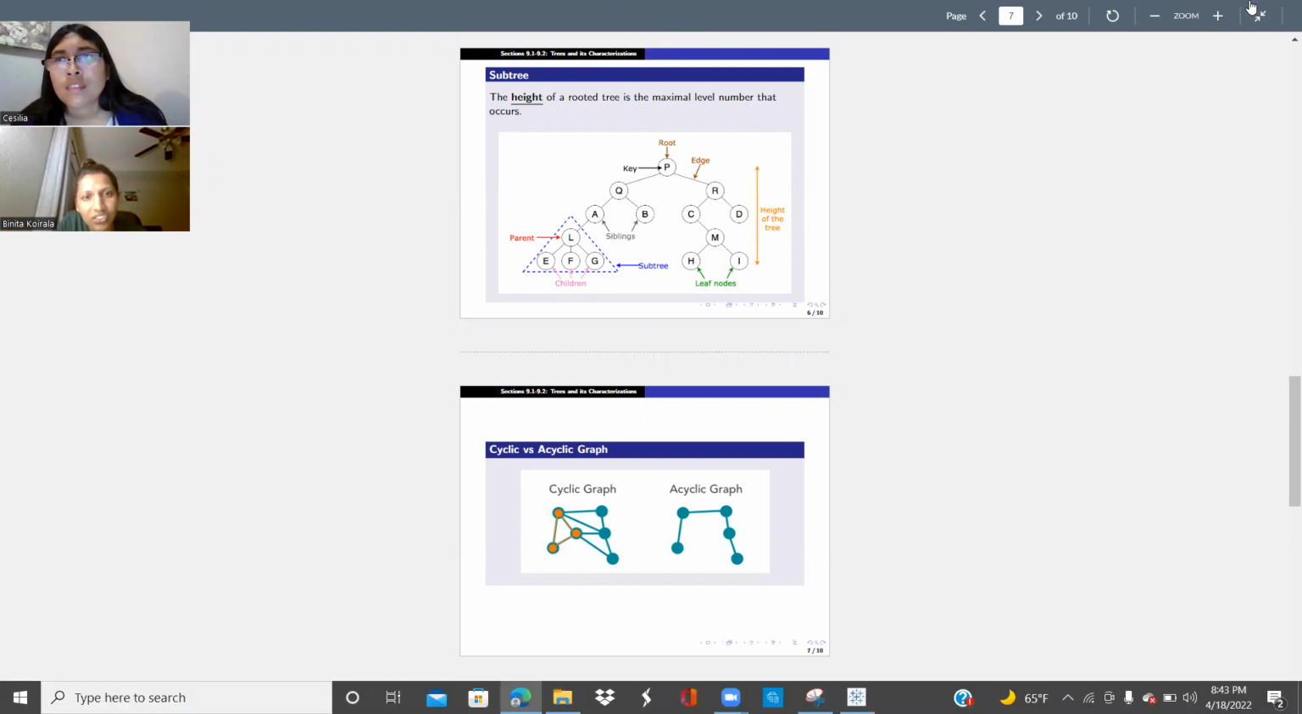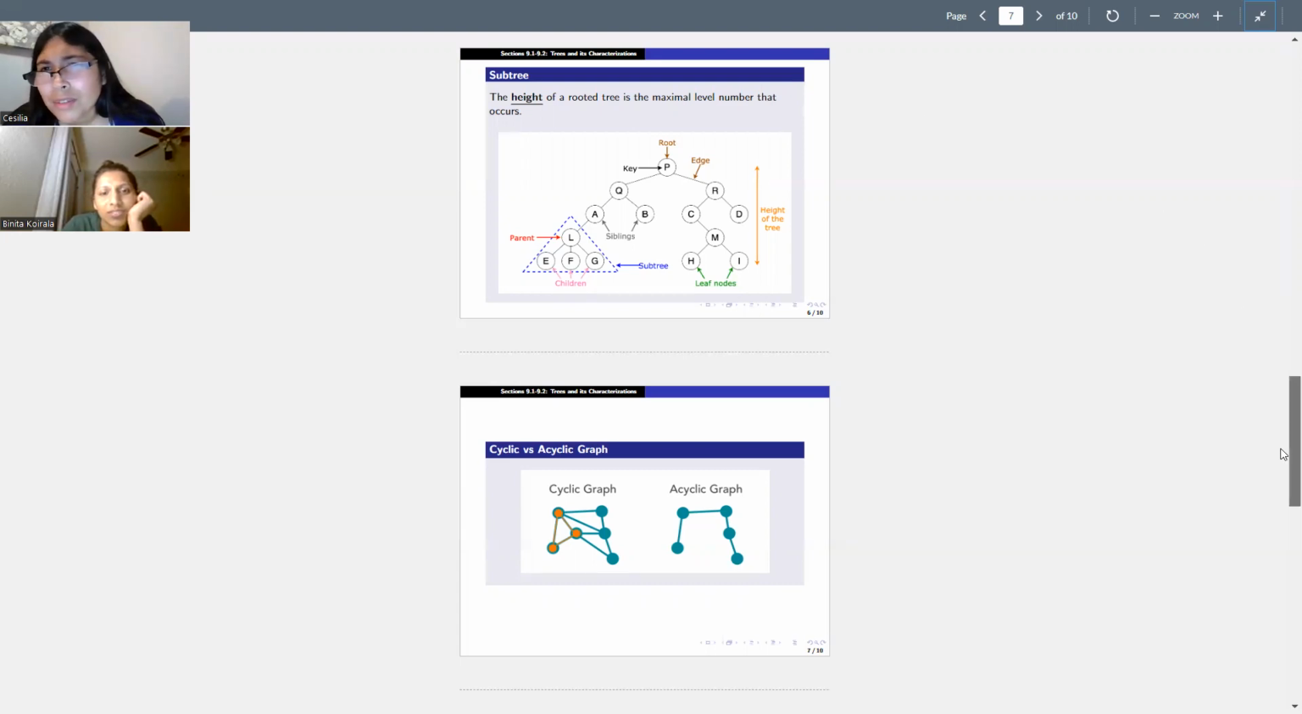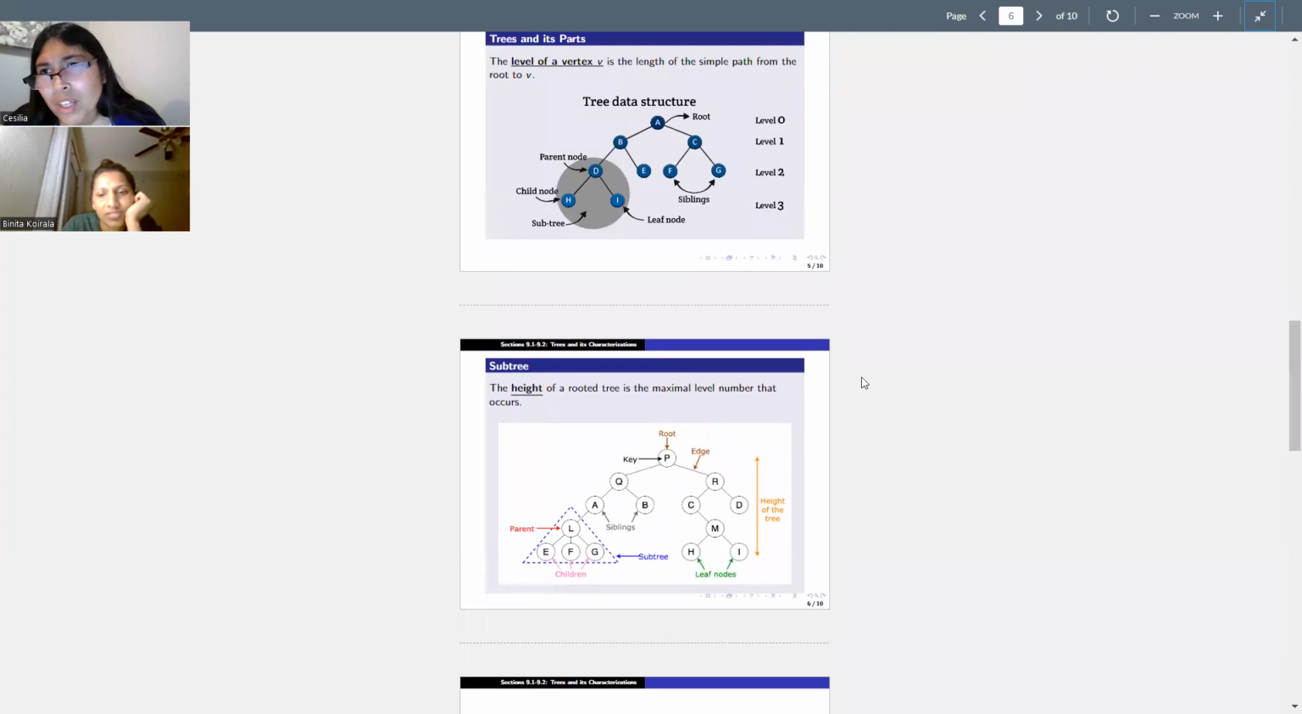Okay, so here are three, right? L is a parent and E, F, G are the children. So this triangle is the subtree. So this one has 4 levels.